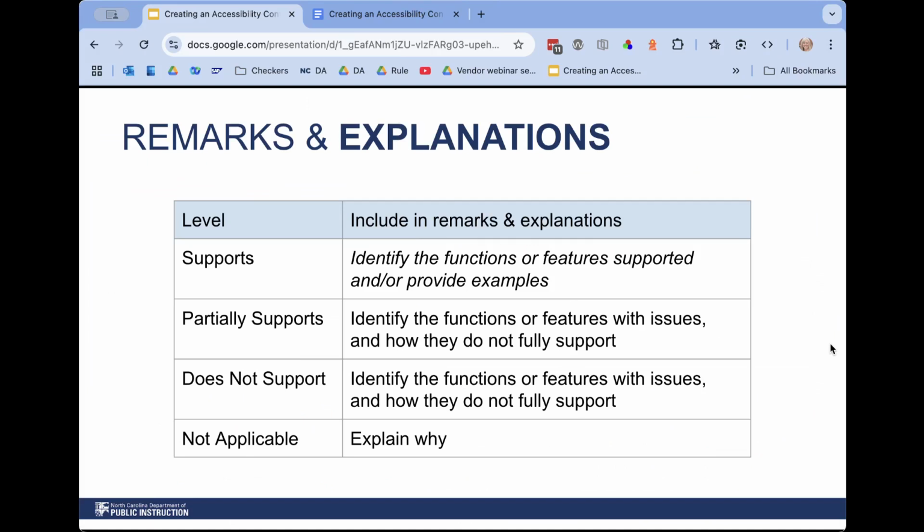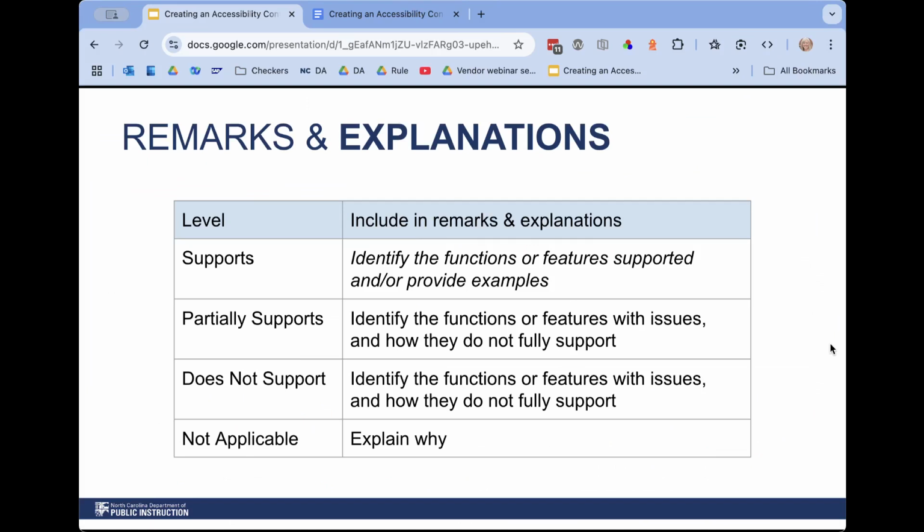What are the alternatives? And then, of course, if it's not applicable, especially if you put support instead of NA, explain that. Why are you saying that's not applicable? Do you really not have any images anywhere in your product user interface?